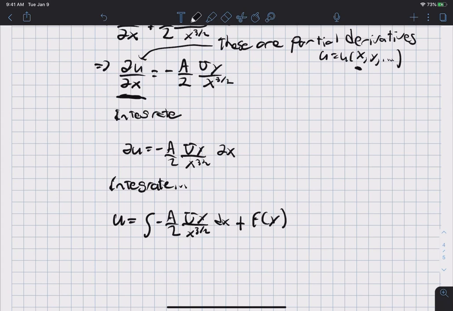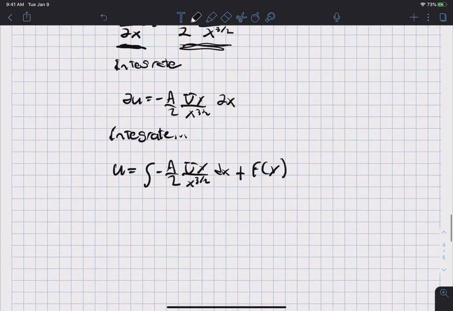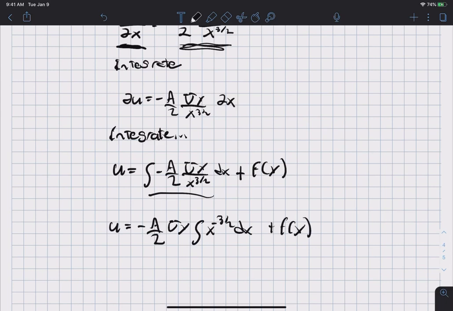So now our integration constant, as I said before, is not a constant, but it's a function of y. Because again, you can take the partial derivative of this u function with respect to x, and it will still equal this. Okay, so now we just do this integral, and we have u equals minus a over 2 u y, because these are not functions of x, the integral x to the minus 3 halves dx plus f of y.